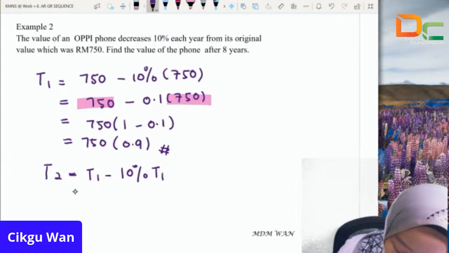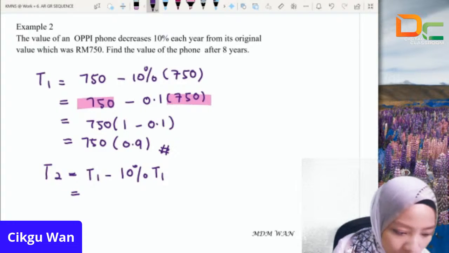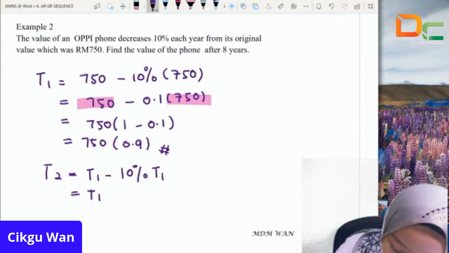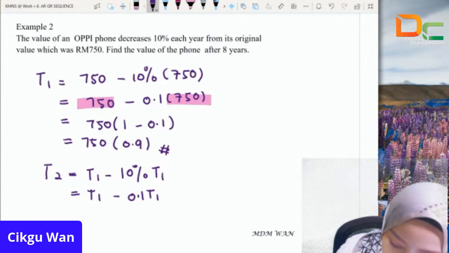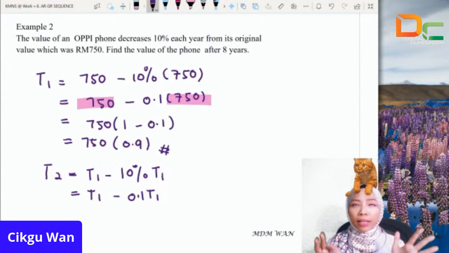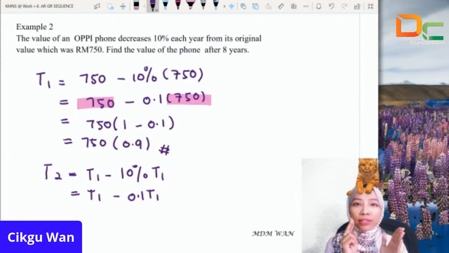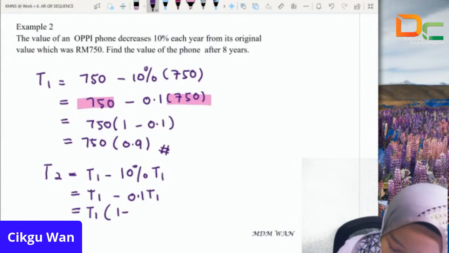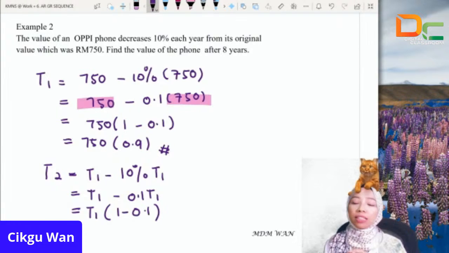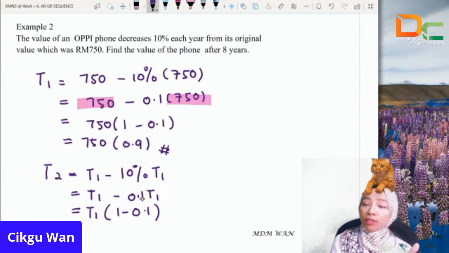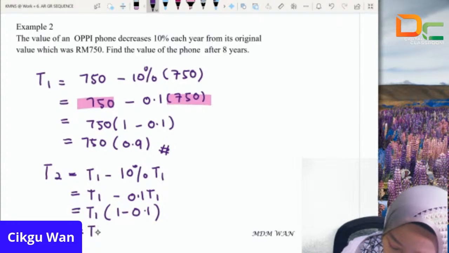So T1 is basically, okay. So dekat sini kita tukar persen kepada perpuluhan. So T1 minus 0.1 T1, right? 10% 0.1. Kalau 90% 0.9. Kalau 8% 0.08. Okay. So T1 we factor out, we get 1 minus 0.1. Nampak tak I factor out ni sebenarnya? Ini apple. So apple I bawa keluar, tinggal satu apple. Tolak dengan 0.1. So I will get T1 times 0.9.